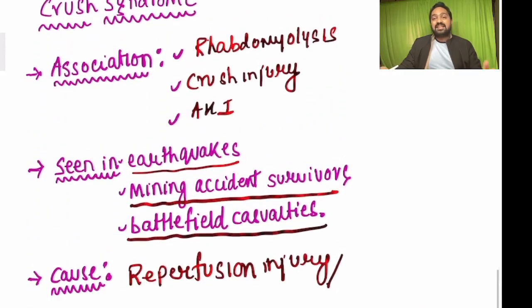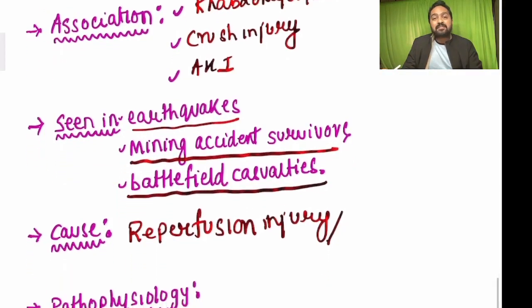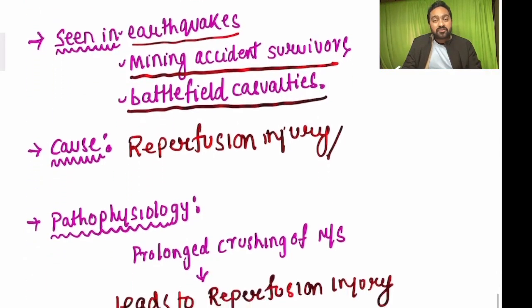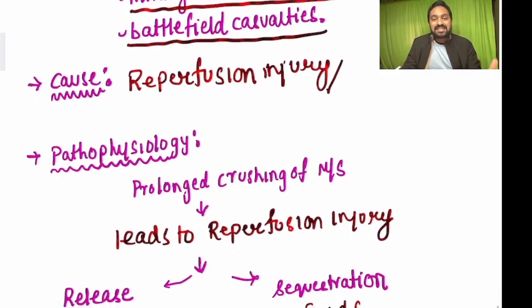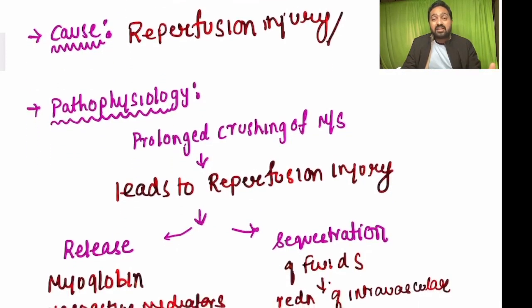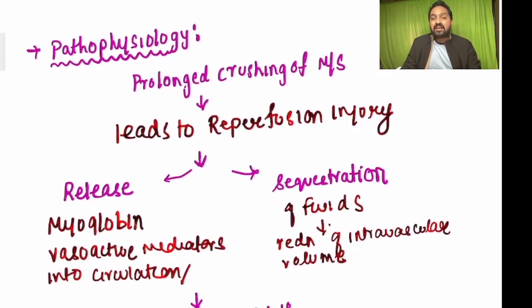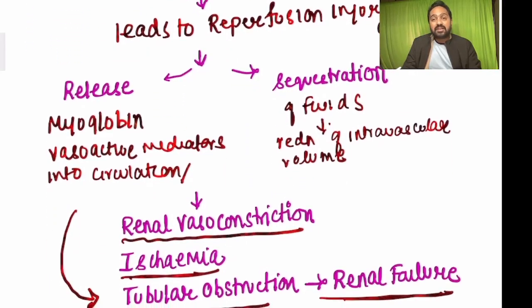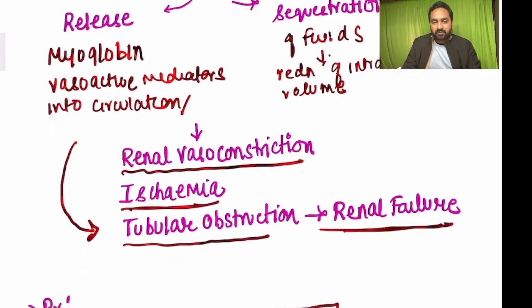So it is basically a crush injury associated with acute kidney injury and rhabdomyolysis seen in earthquake, mining accident survivors, and battlefield casualties. The main cause being the reperfusion injury, prolonged crushing of muscles leading to reperfusion injury, which causes release of myoglobin and vasoactive mediators and sequestration of fluids, leading eventually to renal vasoconstriction and tubular obstruction.